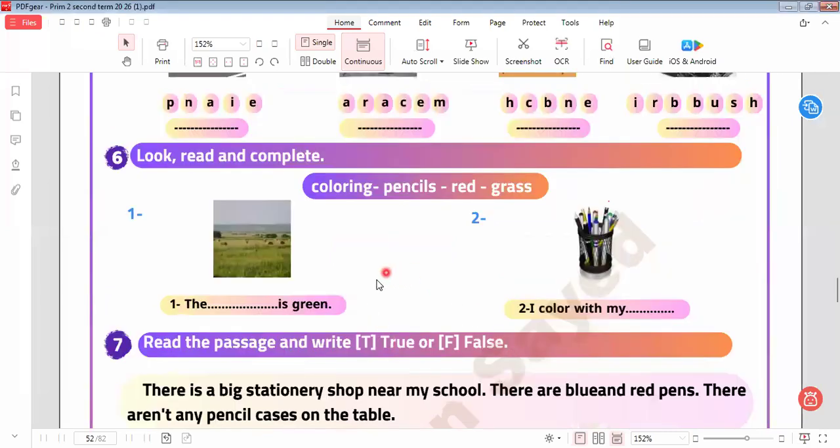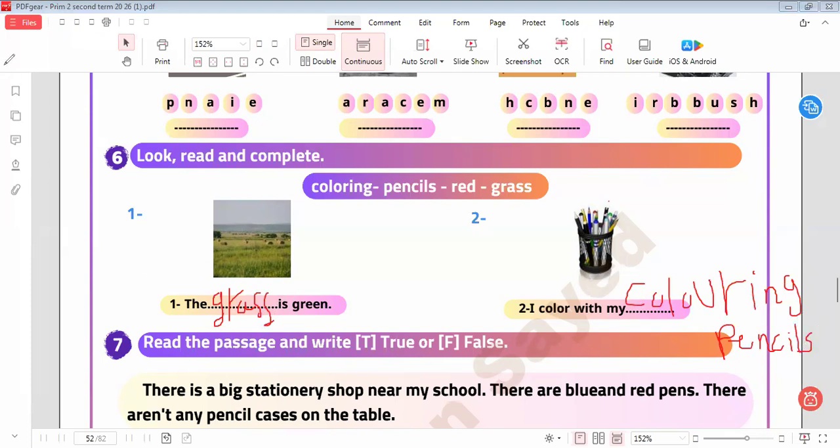Here we say the grass is green. I will write here the grass. The answer here will be the grass is green. I color with my coloring pencils. It will be coloring pencils. Let's go to another one here.